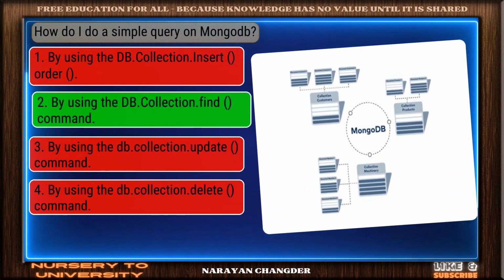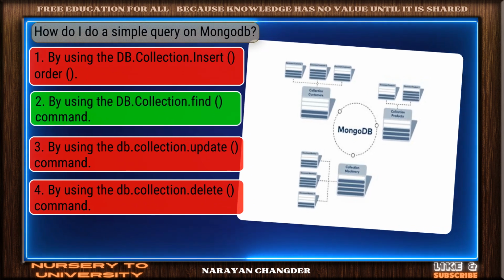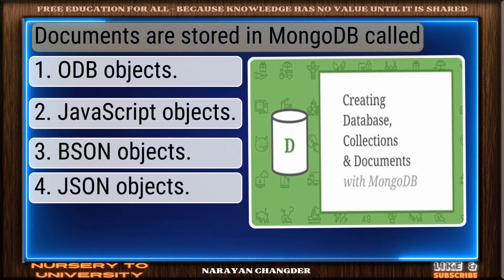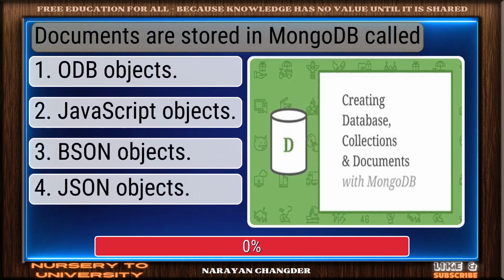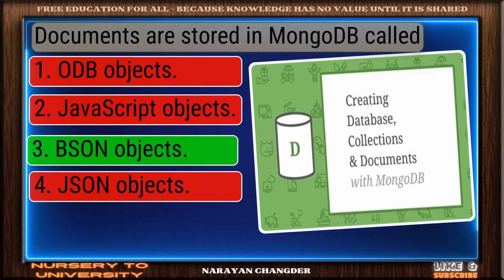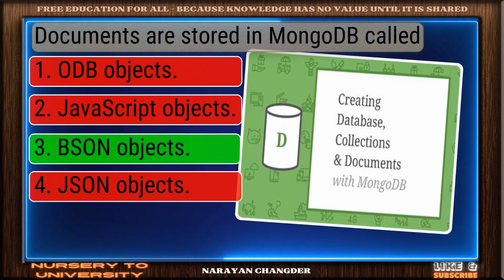Strong choice. By using the DB collection.Find command is the right answer. Question number 41. Documents are stored in MongoDB called. Well done. BSON objects is the right choice.